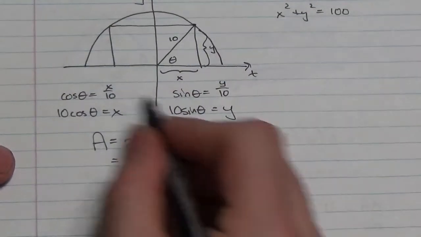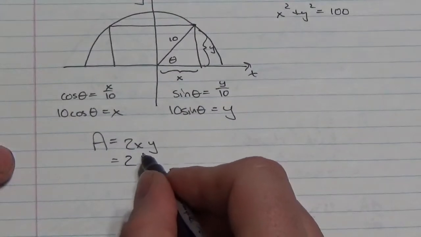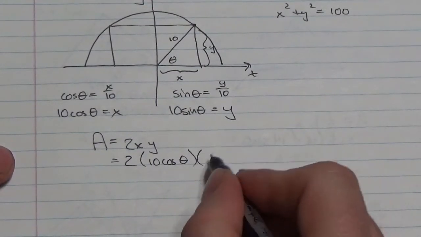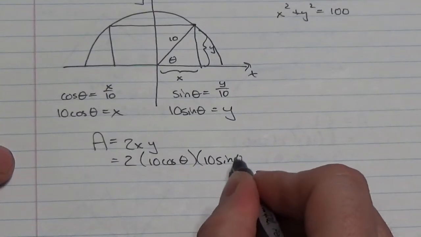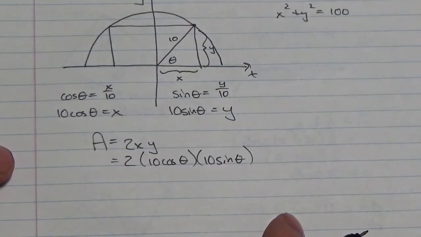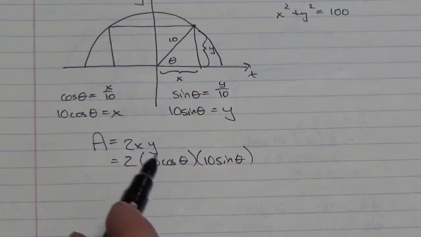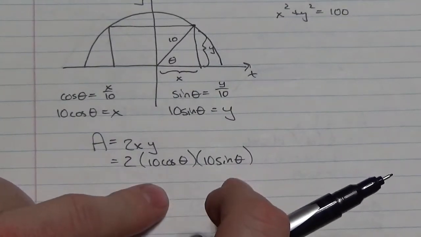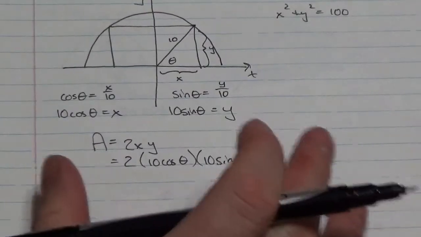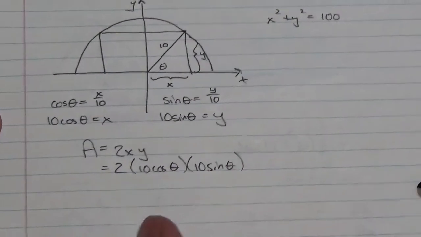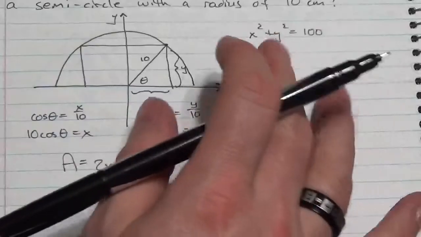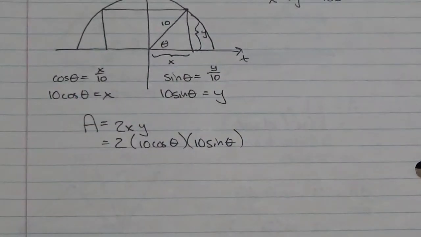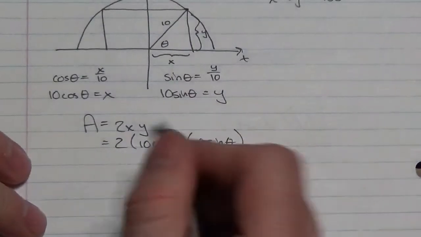Which I would do a substitution here. So that's going to be 2 multiplied by 10 cosine of theta multiplied by 10 sine of theta. Okay, so now instead of having the two variables in there, I've got just the one variable, but this time it's theta. Now, previously what I would have done is I would have taken this expression and solved for x or y and substituted it in, but then I'm dealing with a radical in there, and it's a little bit messy here. Watch what happens.